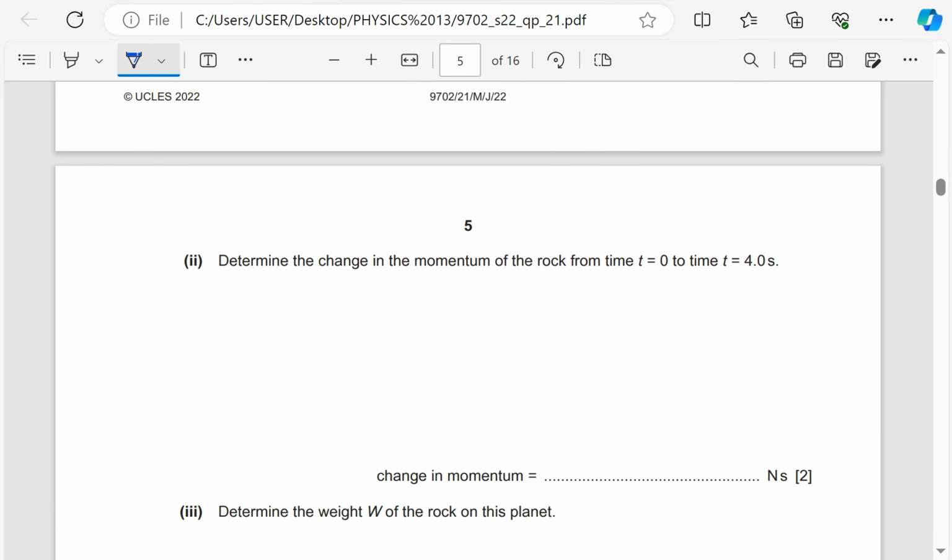Then determine the change in the momentum of the rock from t equals 0 to t equals 4 seconds. First of all, always make it a habit to write the formula before you substitute, so that in case you make a mistake in substitution, you still have a mark for writing the formula. So momentum is equal to mass times velocity. And we know that the change in momentum will be equal to the mass times the change in velocity.